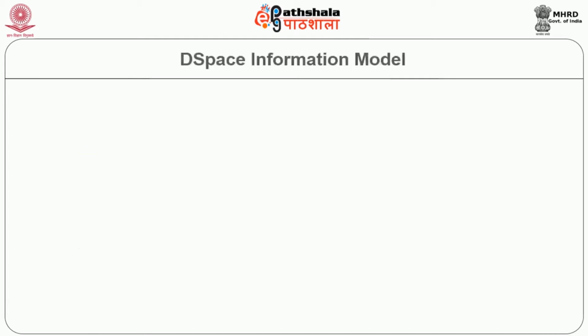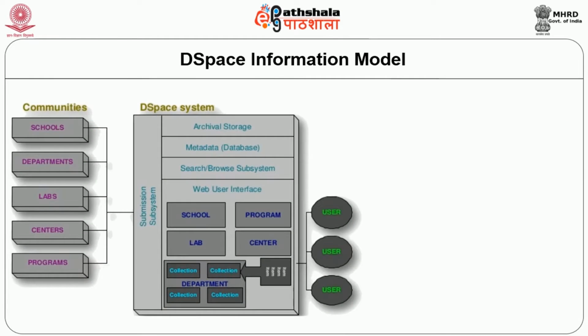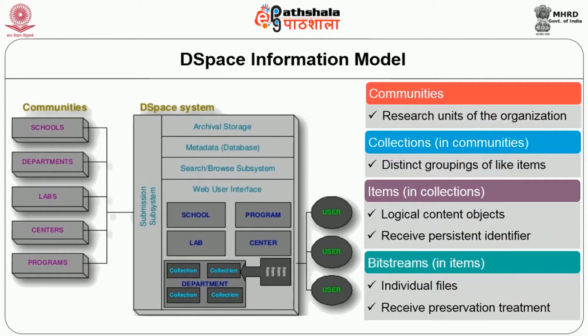Then the DSpace information model: how DSpace organizes the digital content. DSpace treats it as a community. A community is a research unit of an organization. It could be a department, it could be a college. Like Shodhganga, we have universities. Under a university, there could be a department or a college or a research center, these three categories. So under a community there are collections, then under that there is an item like a thesis, and then the thesis splits into chapters.